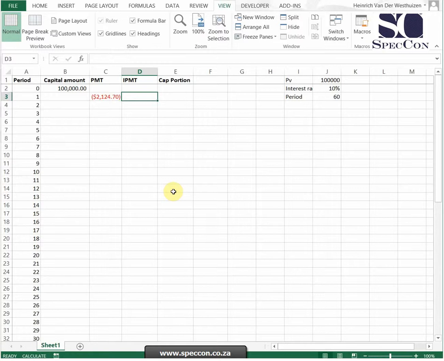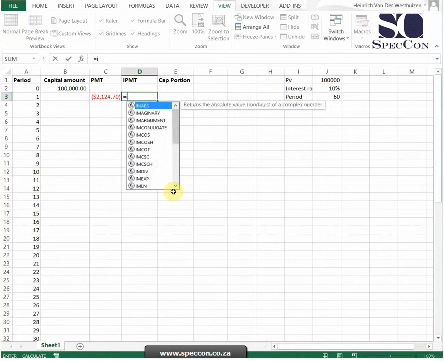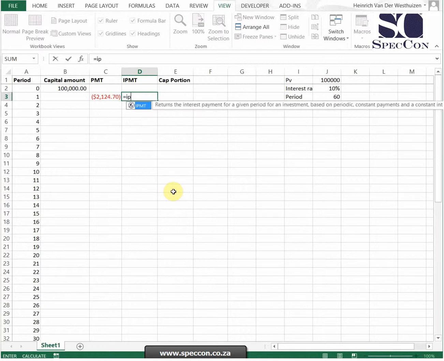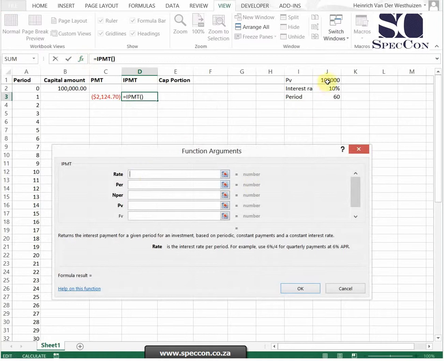So then what is my interest portion? Now you can only calculate the interest portion for a specific period at a time. So let's start the formula for that. A lot of the variables are exactly the same, and the rate works on the same principle. The end period is the same, the present value is the same. Now the period, let's see what it says. Period is the period for which you want to find the interest, and must be in the range of 1 to n. So it must be somewhere between 1 and 60 in this example.